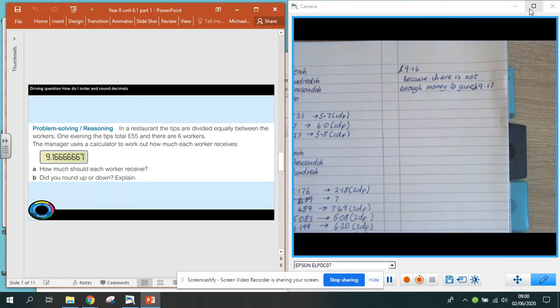Which means I believe that the owner of the restaurant will be left with 2p. So it's not a huge problem really. Okay, if that's not what you had written down, please write it down now, have a good think about it, and make certain that you understand exactly why I've done what I've done.